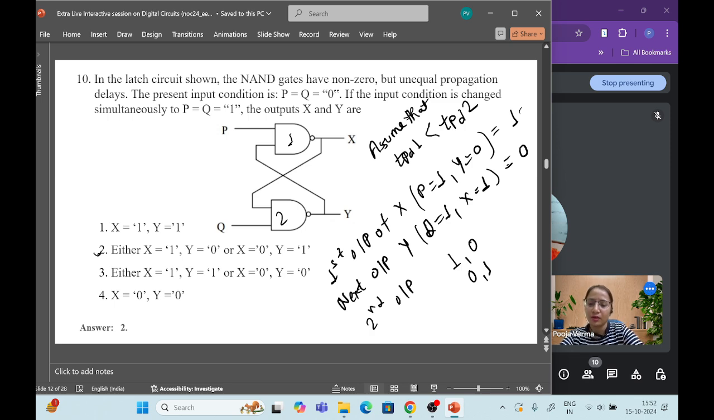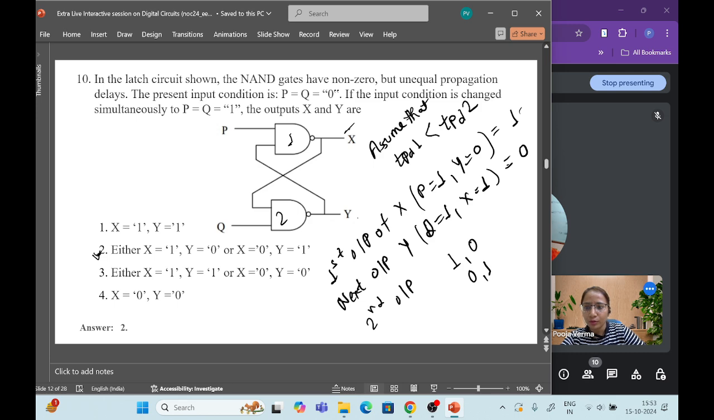You can check it very simply also. You can take P equal to 1, Q equal to 1 and take X and Y initially 0, then you can calculate X and Y, and you will get 1 0 or 0 1. So either X is equal to 1 and Y is equal to 0, or X is equal to 0 and Y is equal to 1. Okay, so option 2 is the correct answer in that case.